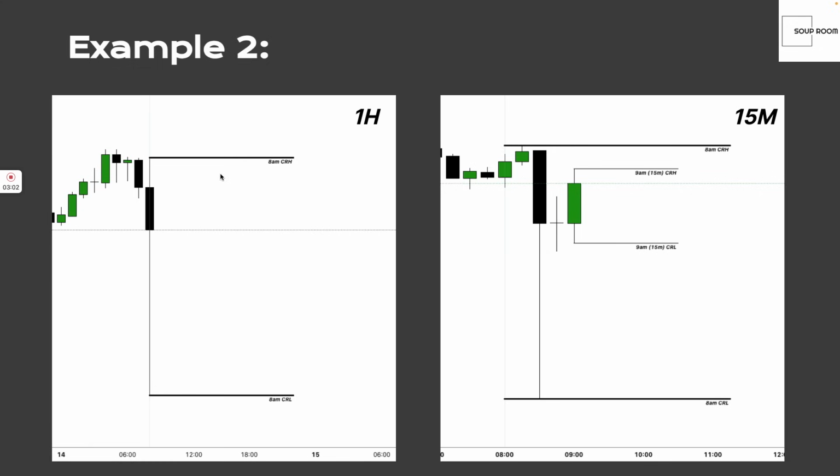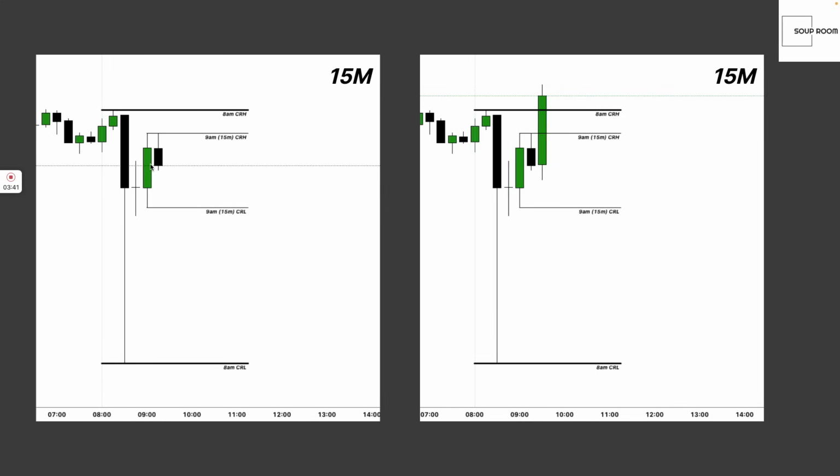Let's take a look at another example. On the 1 hour time frame, you want to wait for 8 a.m. Draw the high and low of the 8 a.m. candle. Hopping onto the 15-minute, wait until the 9 a.m. candle forms. The close of the 9 a.m. candle is 9:15. So this means you must wait until 9:15 in order to draw out the 9 a.m. 15-minute candle high and low. Drawing out the range.